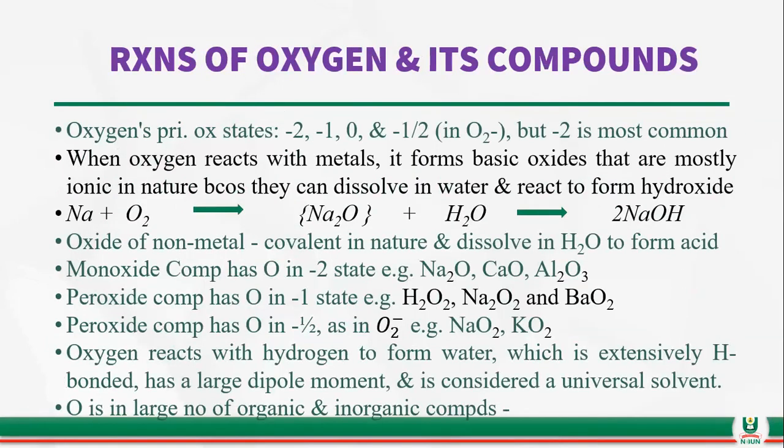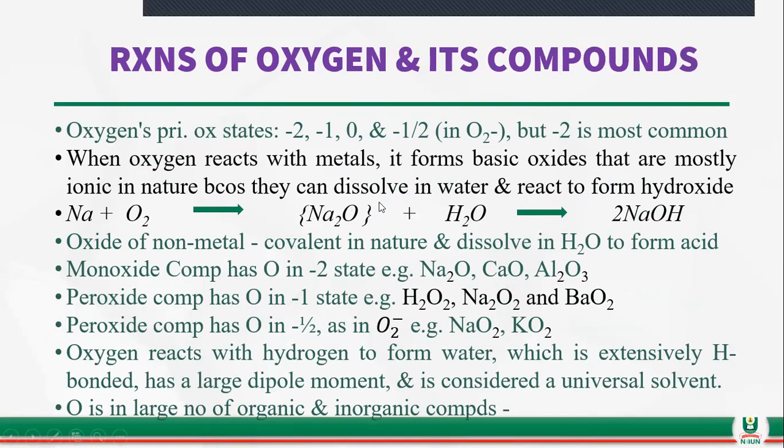The reaction of oxygen and its compounds. Oxygen's primary oxidation states are actually -2, -1, and 0. And some of the time it can have a -1/2 oxidation state, where you have O2 with oxidation state of -1. This is one of the uniqueness of oxygen, being able to form 3 different kinds of oxide at the same time. But -2 is the most common oxidation state for oxygen.